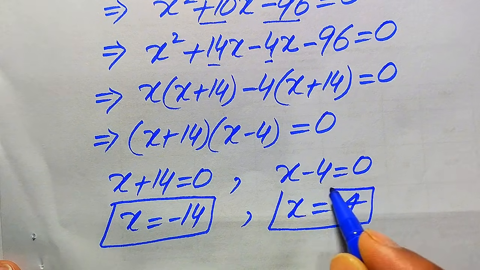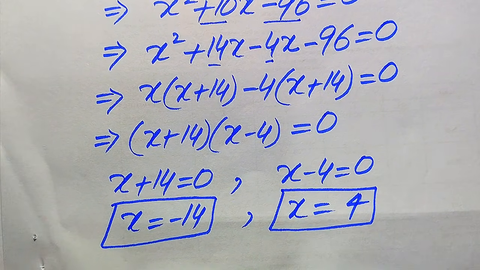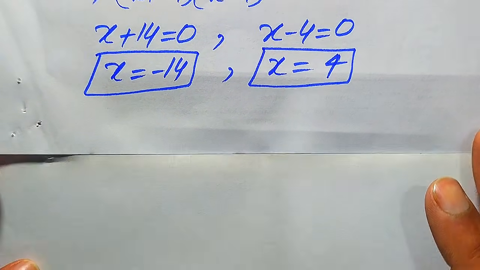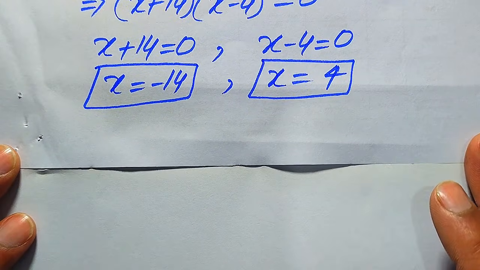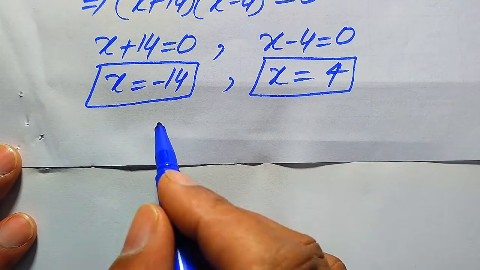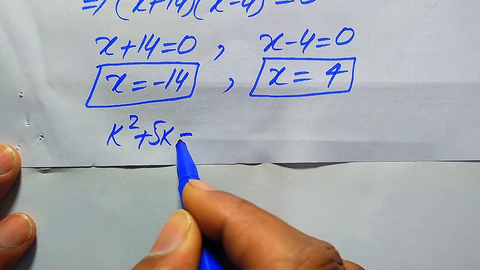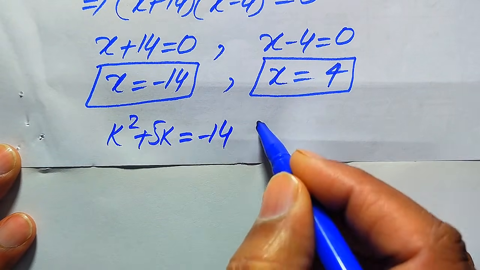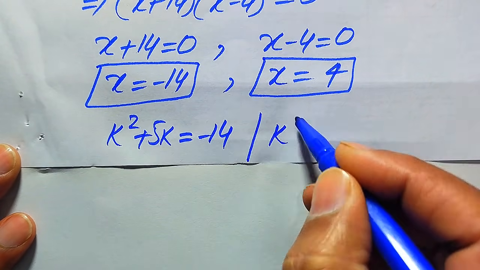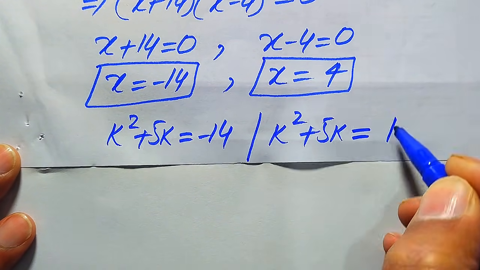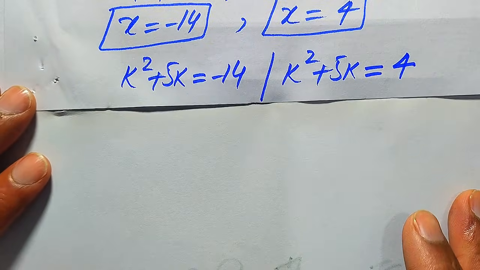So we get these are the two values of x, but here we need to move backward and substitute the value of x. So in the start we take x equals k square plus 5k equals minus 14, and in this case we have k square plus 5k equals 4.